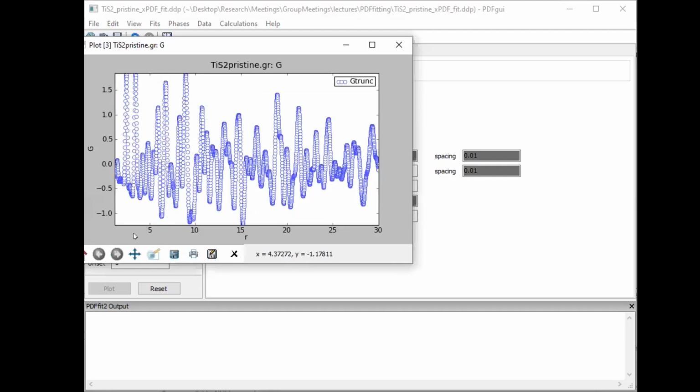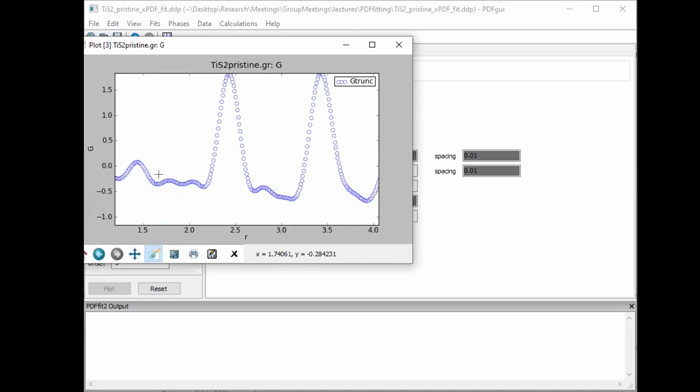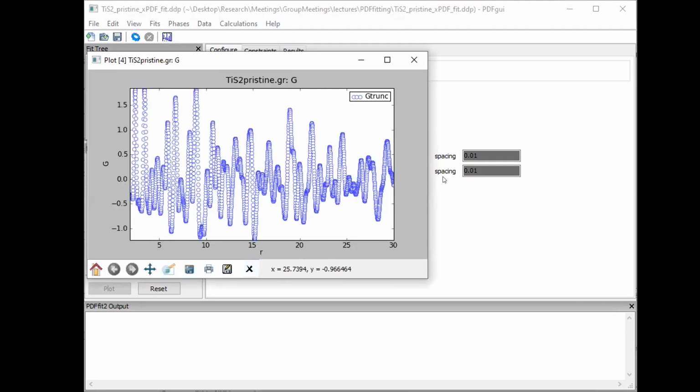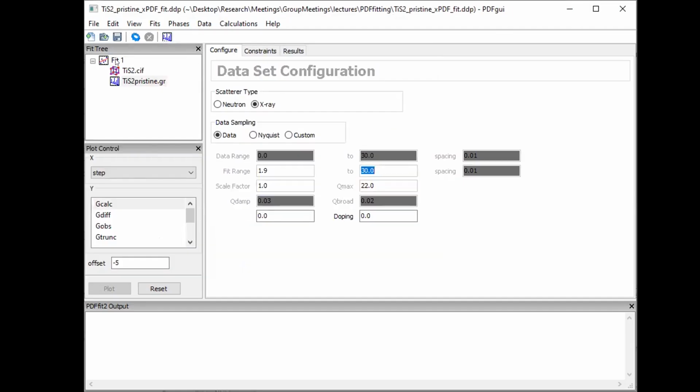And you see there's some Fourier transform ripples at very low R, somewhere here. This is not due to the bonds. This is purely caused by the Fourier transform, since we have limited the Q max. So we might as well start from, let's say, 1.9 something. This should be the first peak, the first bond. We can start from here, 1.9 something. Now it looks good, and we start doing the fitting.